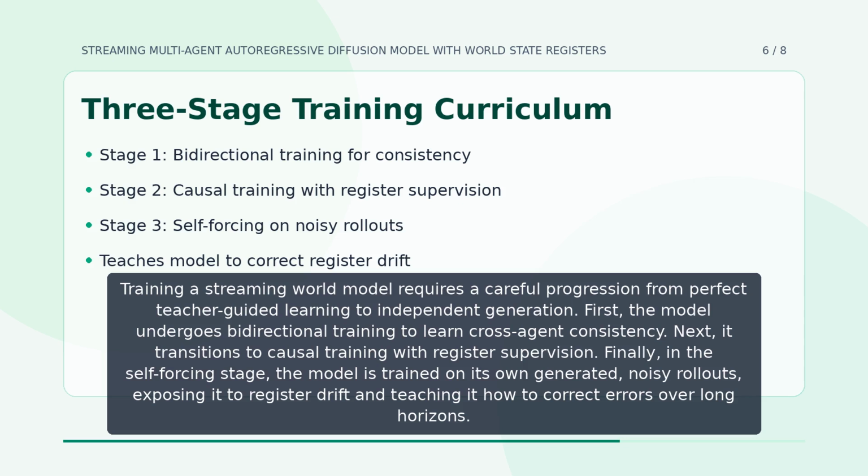Training a streaming world model requires a careful progression from perfect teacher-guided learning to independent generation. First, the model undergoes bidirectional training to learn cross-agent consistency. Next, it transitions to causal training with register supervision. Finally, in the self-forcing stage, the model is trained on its own generated, noisy rollouts, exposing it to register drift and teaching it how to correct errors over long horizons.